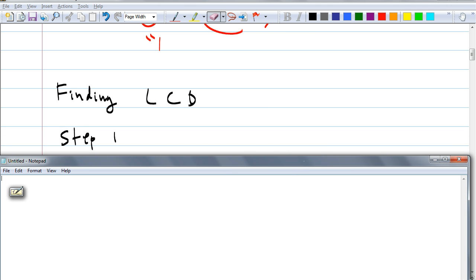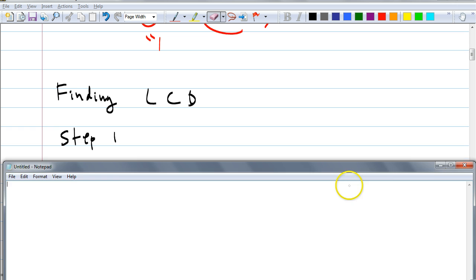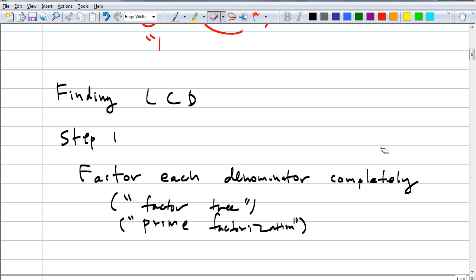To find the LCD, there are really 2 steps, actually 3, depending on how you look at it. First, whenever you have a bunch of fractions and want to find the LCD, you better do this first. It's going to help you a lot. That's right, you factor. Factor each denominator completely. Another name for that is prime factorization, or you just do a factor tree.